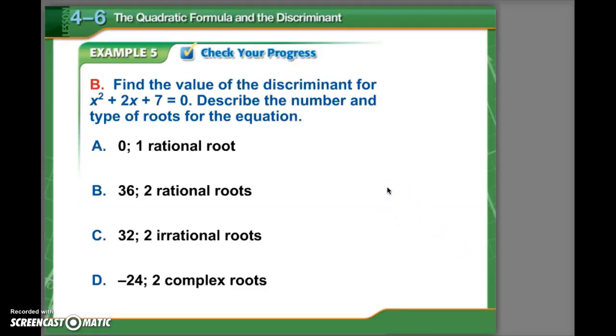All right, your next one, x squared plus 2x plus 7 equals 0. Go ahead and pause it again and work on figuring out the answer to this problem. When you're ready, come back and we'll advance to the next slide. And our answer this time, the discriminant value, b squared minus 4ac, is negative 24. And anytime it's negative, it means there's going to be two complex roots.